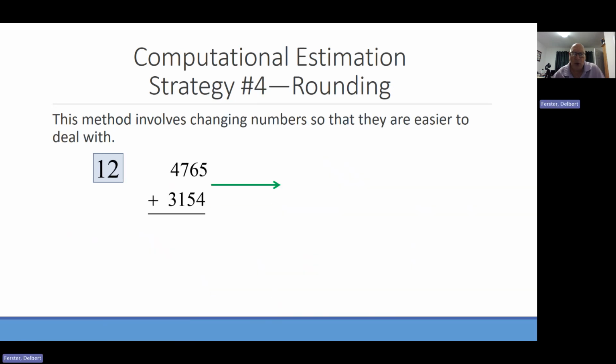The idea of rounding, you and I have done this in the past. 4765, we probably would round up to something nice, maybe 5,000, maybe 4,800. All right, if you're going to go to nice numbers, make it 5,000 and 3,154 at 3,000. So our sum's about 8,000.